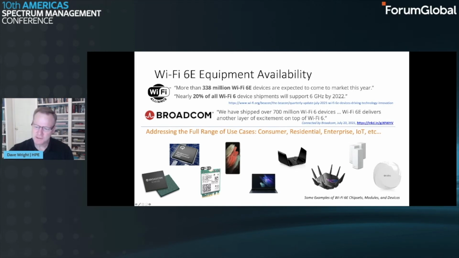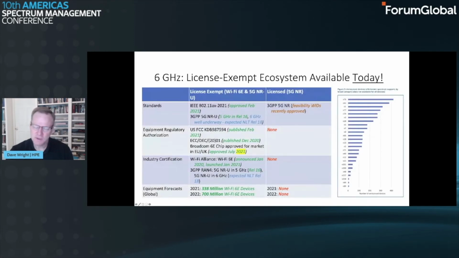I would then contrast that with what has happened from an ecosystem formation point of view with licensed or IMT type services in the 6 gigahertz band. Recently, there have been some calls on regulators to contemplate licensing either some or all of the 6 gigahertz band. And again, ecosystem is incredibly important. It really does nobody any good for regulators or policymakers to make spectrum available, and there not be any equipment to take advantage of that, of course.